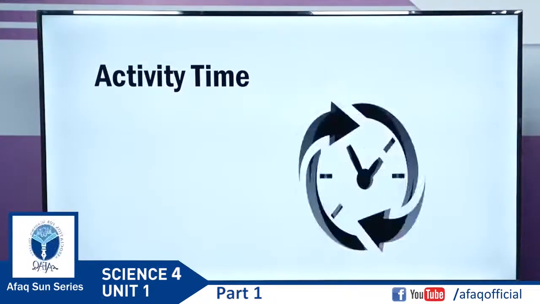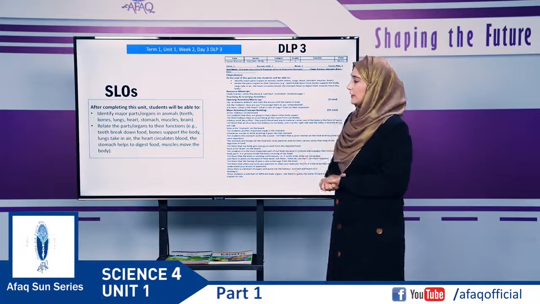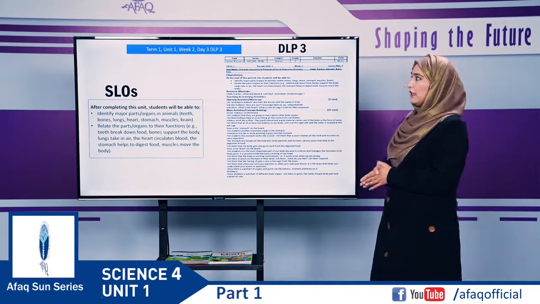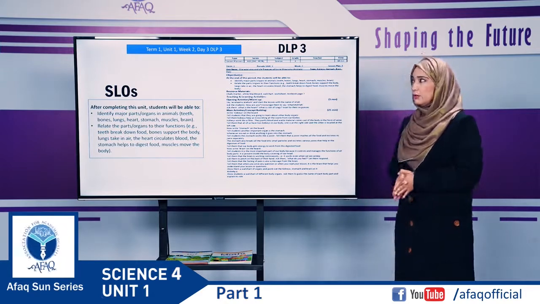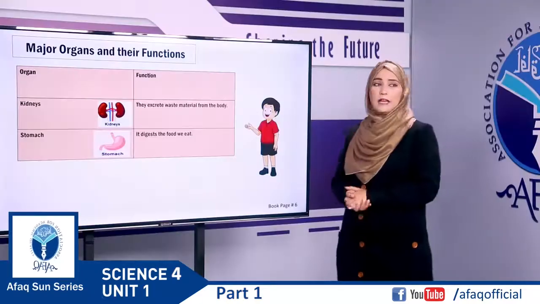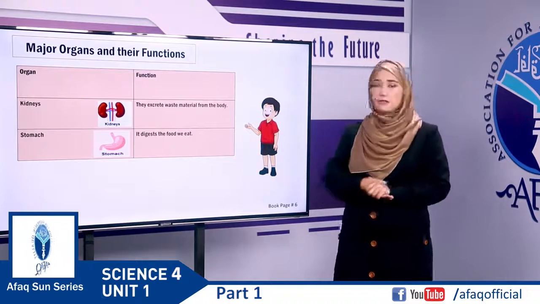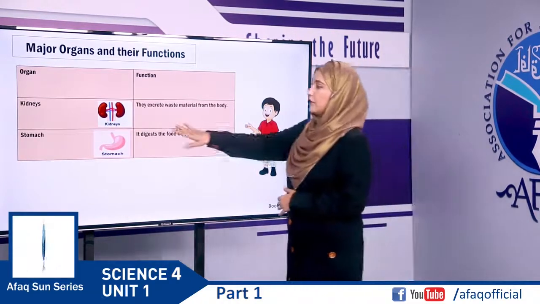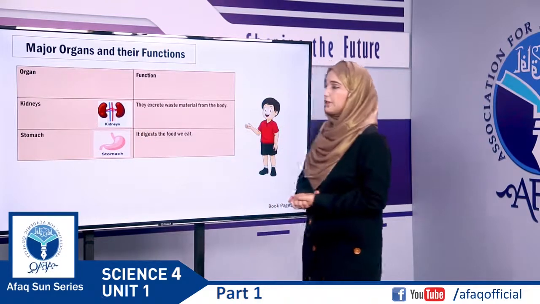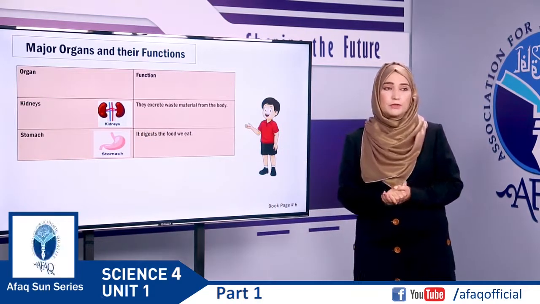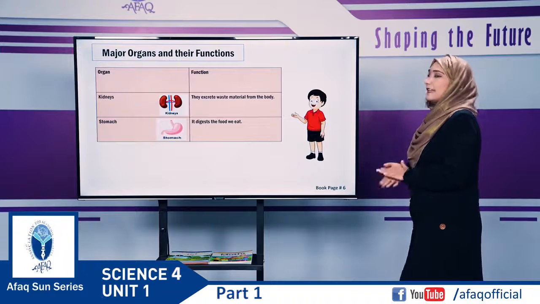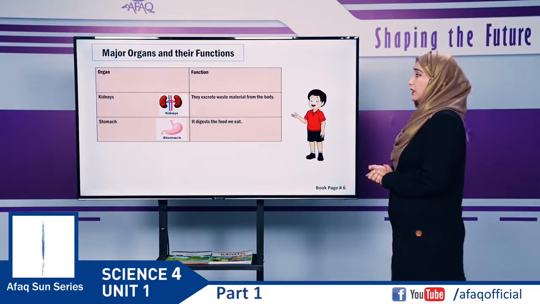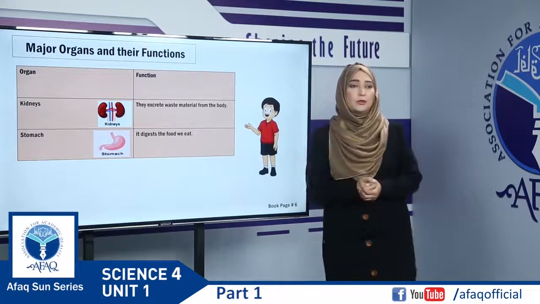It's activity time. Now we are going to cover the 2 SLOs in this DLP, and the complete methodology is given in term 1, unit 1, week 2, day 3, DLP 3. We have learned about hearts and lungs. Now we will study about some other body organs. So you can see the picture of kidneys and stomach here. What do they do in our body? Do you know that? Yes, kidneys excrete waste material from our body. And what does the stomach do? It digests the food we eat.